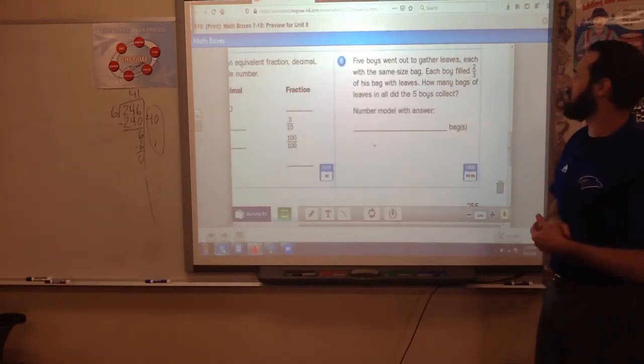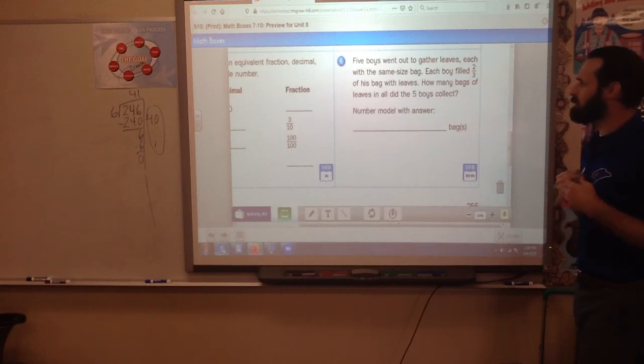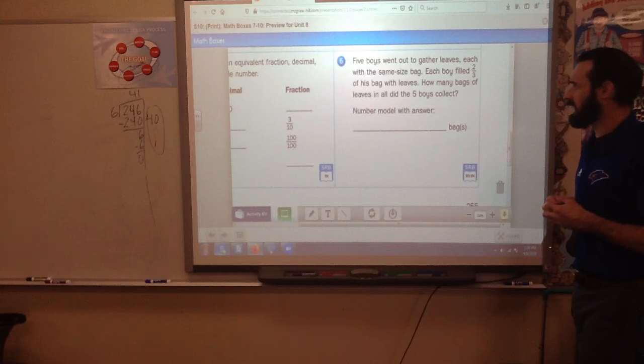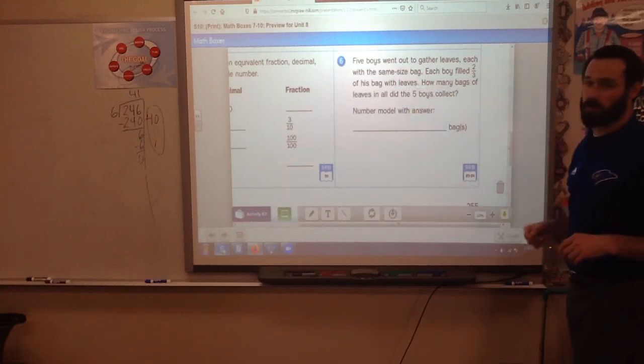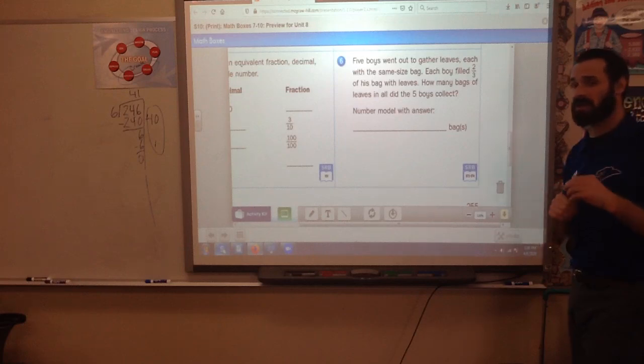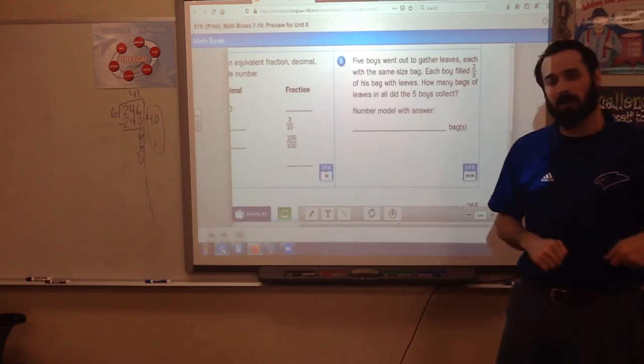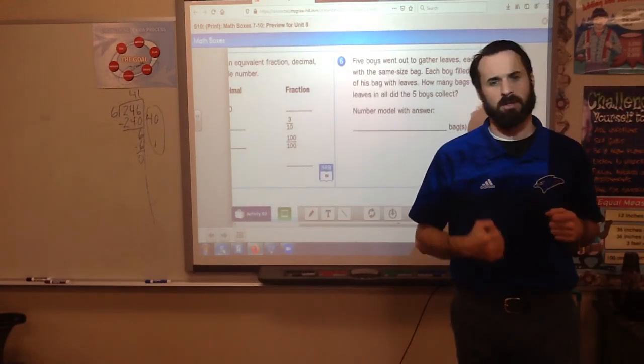This one, 5 boys went out to gather leaves, each with the same size bag. Each boy filled 2/3 of his bag with leaves. How many bags of leaves did the 5 boys collect? 5 boys, 2/3, 5 times 2/3. Don't leave it as an improper fraction. Make it a mixed number. That's the next step. We got to be working towards that. So that's what I want you to do for math boxes, and I will post those answers for you on Wednesday.